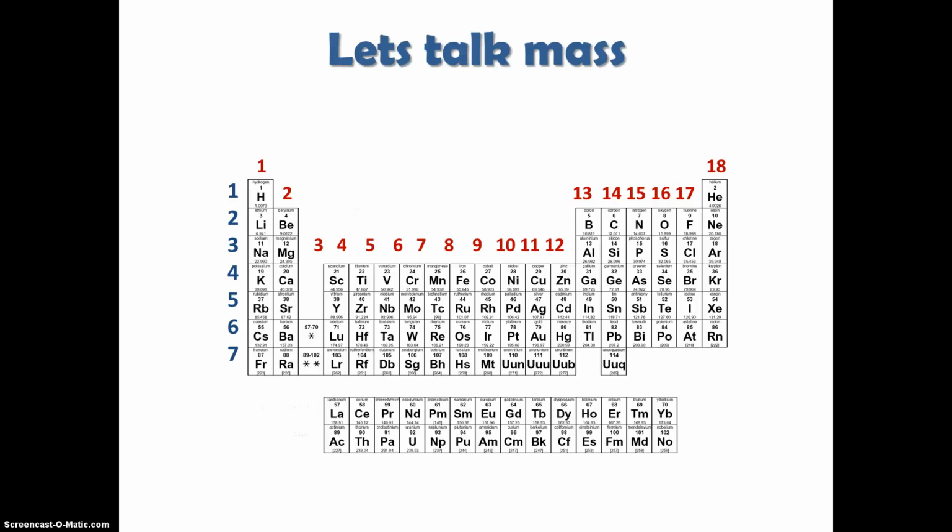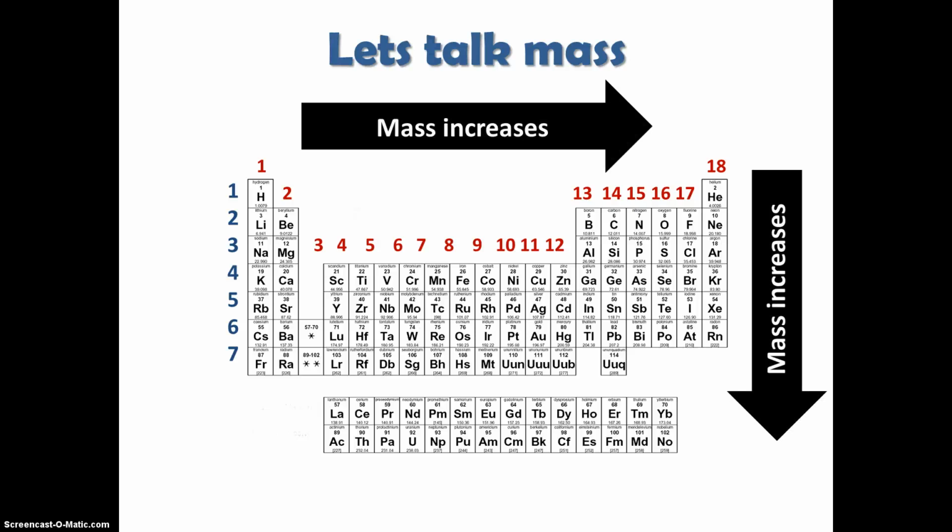And so as you go across the periodic table from hydrogen to helium, the mass increases. And as you go down the periodic table from helium down to xenon and rhenium, or from hydrogen down to francium, you will notice the mass increases. It gets larger. It gets larger as you go from left to right and from top to bottom.